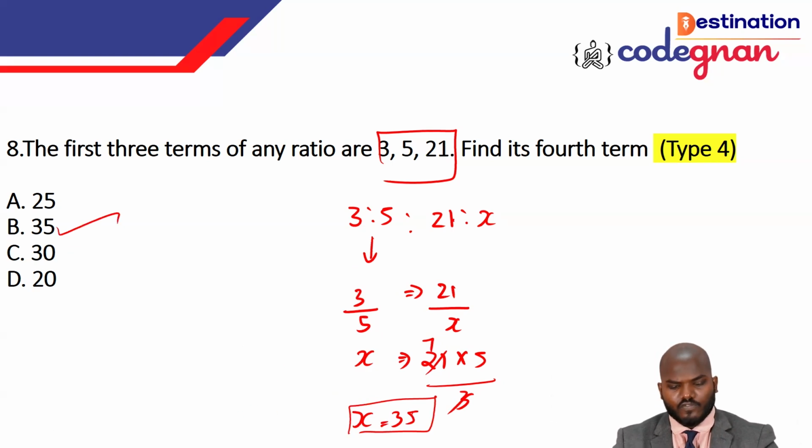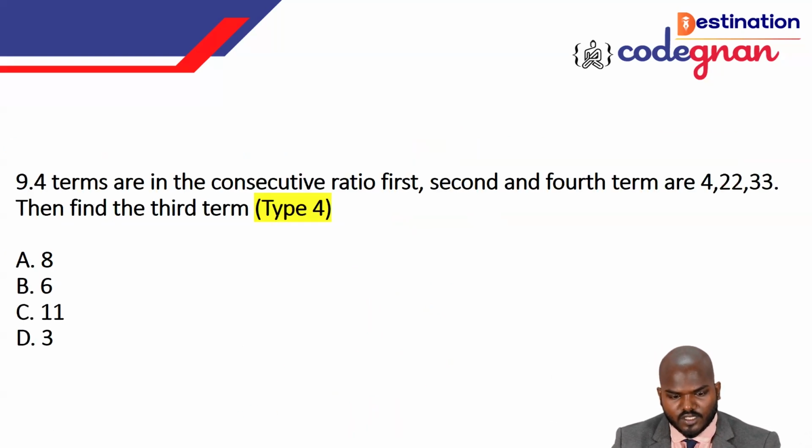Okay, going to the next question, guys. This is also with respect to the fourth type, where four terms are in consecutive ratio. You need to find the ratio where the first, second, and fourth terms are 4, 22, 33, and find the third term. They have given the first, second, and fourth values. So you can write it like this.